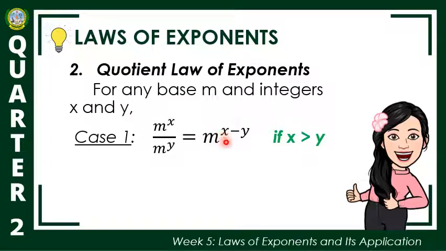So, for our first case, mas mataas po ang exponent nung nasa numerator kaysa sa denominator. So, x is greater than y. So, ganito po ang magiging format ng sagot natin, ha? Okay? Tatandaan po yan. So, m raised to x minus y. So, subtract lang natin yung x at saka yung y.